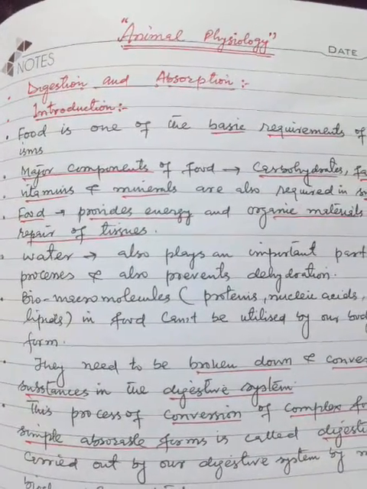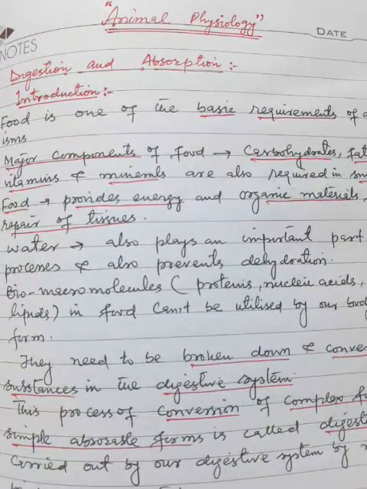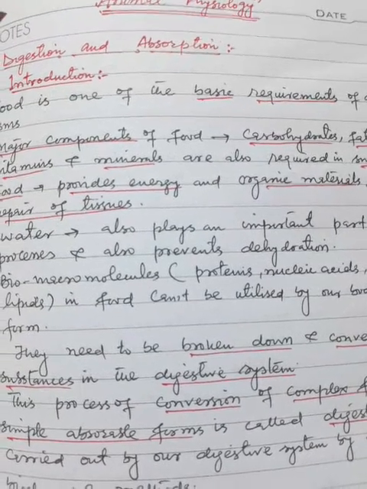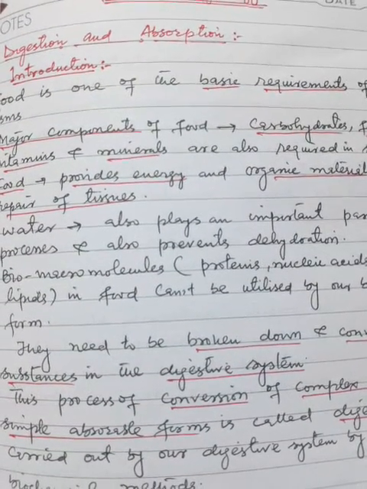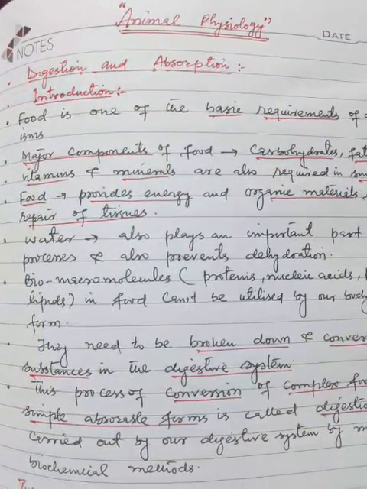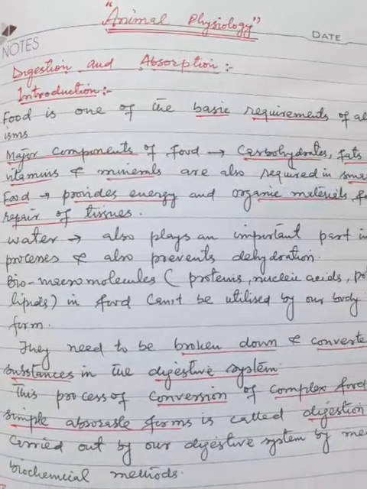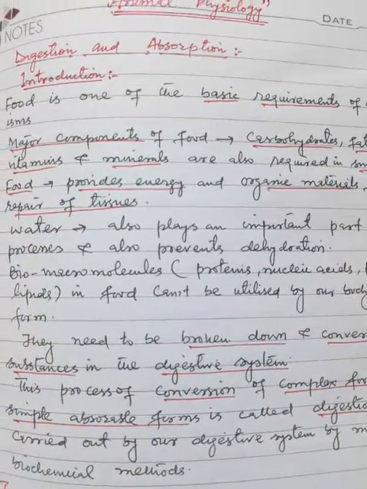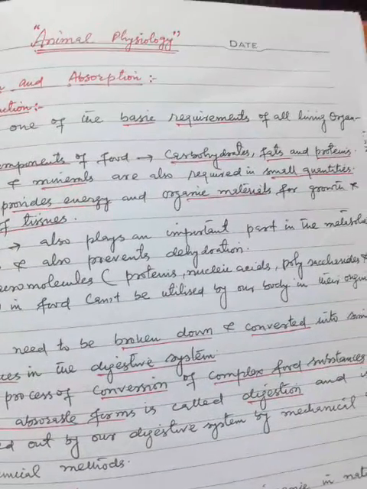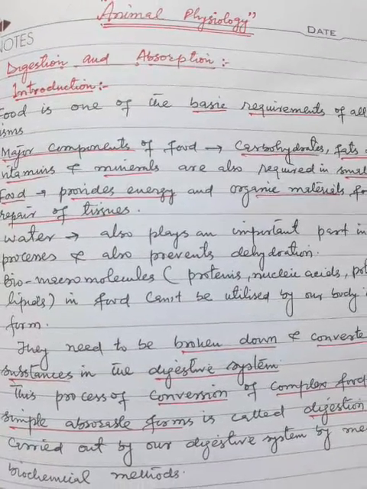Food is one of the basic requirements of all living organisms. Major components of food include carbohydrates, fats, and proteins. Vitamins and minerals are also required in small quantities. Food provides energy and organic materials for growth and repair of tissues. Water also plays an important part in the metabolic processes and also prevents dehydration.